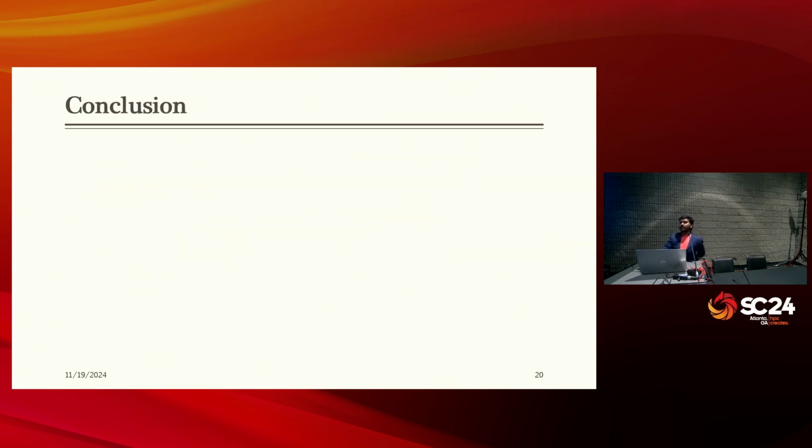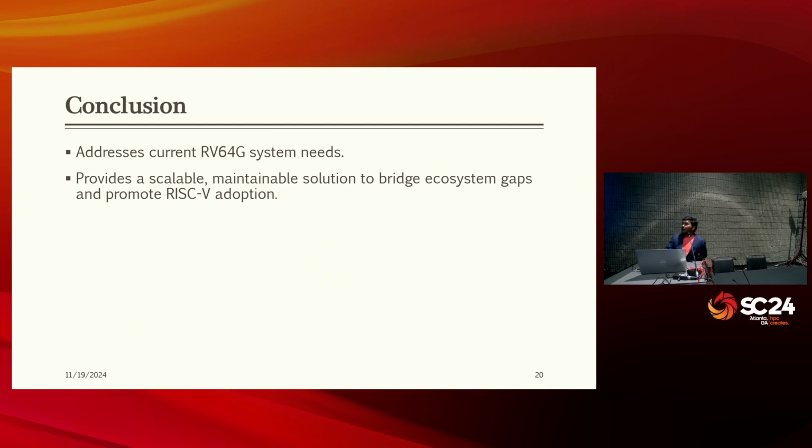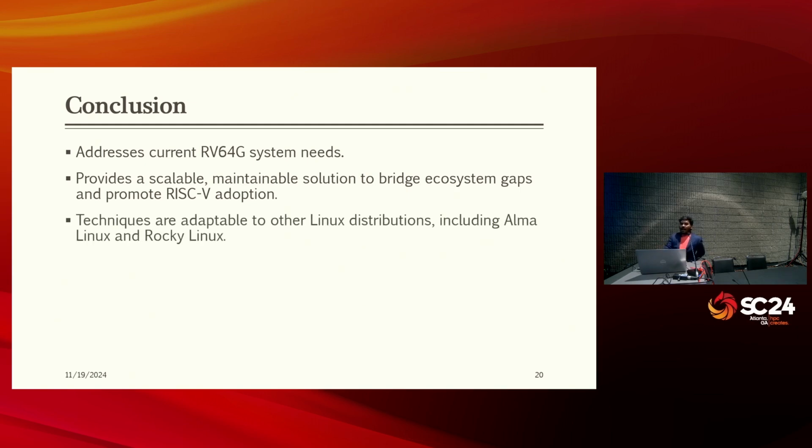Now I am concluding my work. Our work is addressing the current need of RV64G systems and providing a scalable and maintainable solution to bridge the ecosystem gap and promote RISC-V adoption. And these techniques which we have followed for building a Linux distribution for the RISC-V architecture without compressed instructions can be used for other Linux distributions as well, including Alma Linux and Rocky Linux.